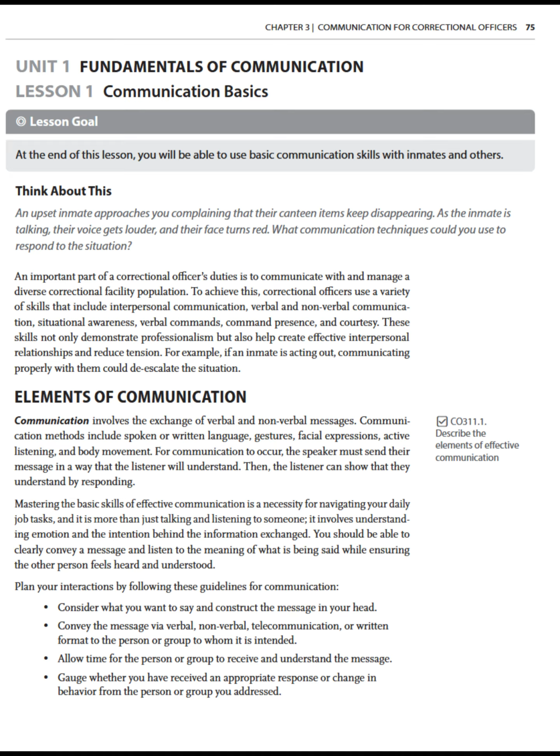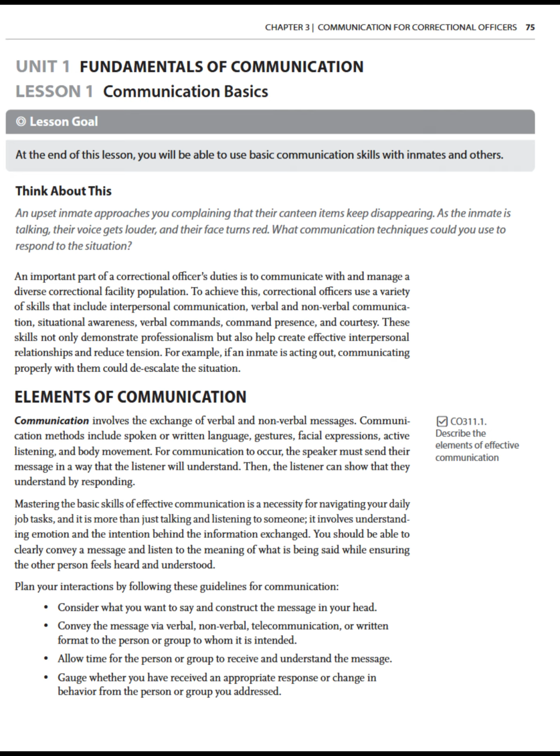Mastering the basic skills of effective communication is a necessity for navigating your daily job tasks, and it is more than just talking and listening to someone. It involves understanding emotion and the intention behind the information exchanged. You should be able to clearly convey a message and listen to the meaning of what is being said while ensuring the other person feels heard and understood.